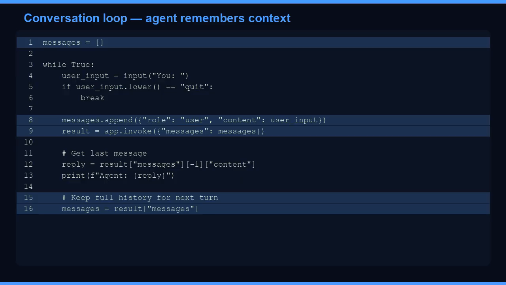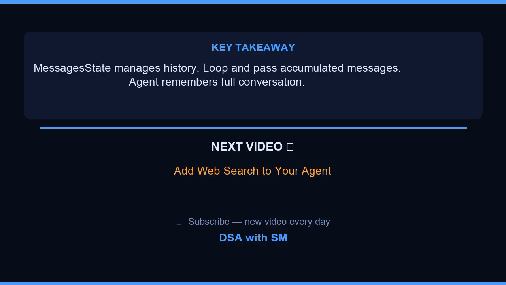Let me show you one more important thing, the system prompt. We can inject a system message at the start of the messages list. This defines the agent's personality and behavior. For our job search agent, the system prompt will say, "You're a job search assistant helping freshers find software roles in India." Try this out, run it, ask 2 related questions, and watch the agent remember.